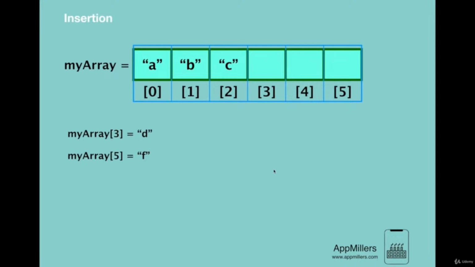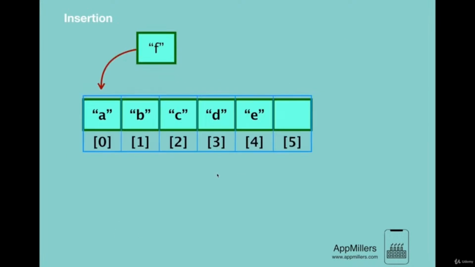Now let's say we have an array like this, and we want to insert an element in the beginning of the array, but there's a problem here. The first index, which is 0, is already reserved. There's a value over here. How can we insert a value at the beginning of the array?